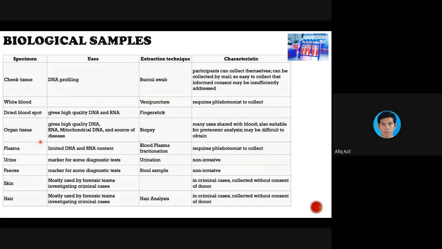Okay, and organ tissue, this one is normally called a biopsy, normally done to check for cancer, things like that. Plasma is also considered a biological sample. Urine, the urine test. Most of you have done a urine test. Okay, feces or stool sample, and then skin, and the last one is hair. Okay, these are part of biological samples.